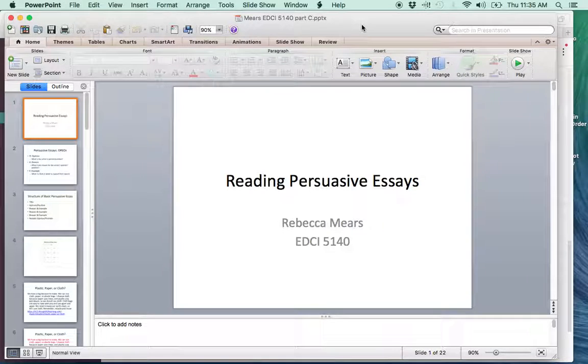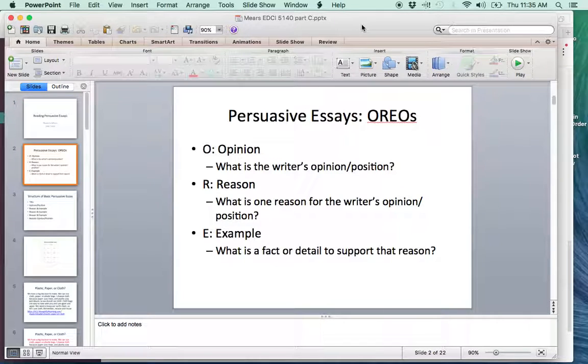Hey boys and girls, as you know, we are working on our proposal for the Board of Education in order to add accessible playground equipment to Maple Street School. In order to learn how to write the proposal, we are first going to be reading persuasive essays. When we read persuasive essays, we need to think of Oreos.